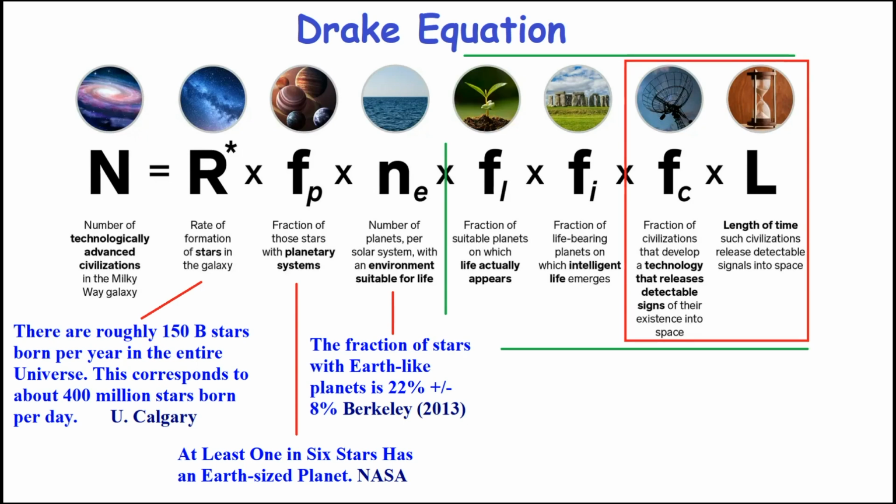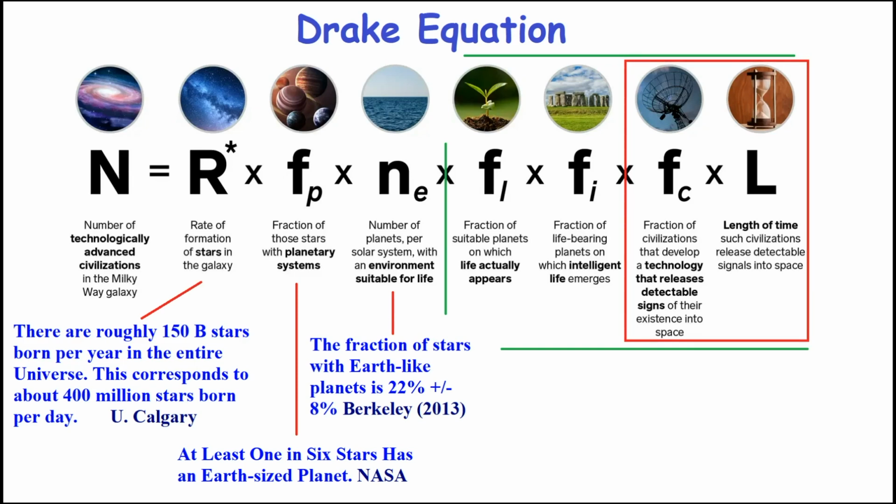Okay, you see the fraction of suitable planets on which life actually appears. Okay, we have no idea. Fraction of life-bearing planets on which intelligent life emerges. And I guess intelligent life, they refer to human-like intelligence at least, right? So anything that is not us does not count. That means there is a small fraction, okay, of the planets where life appears, okay?